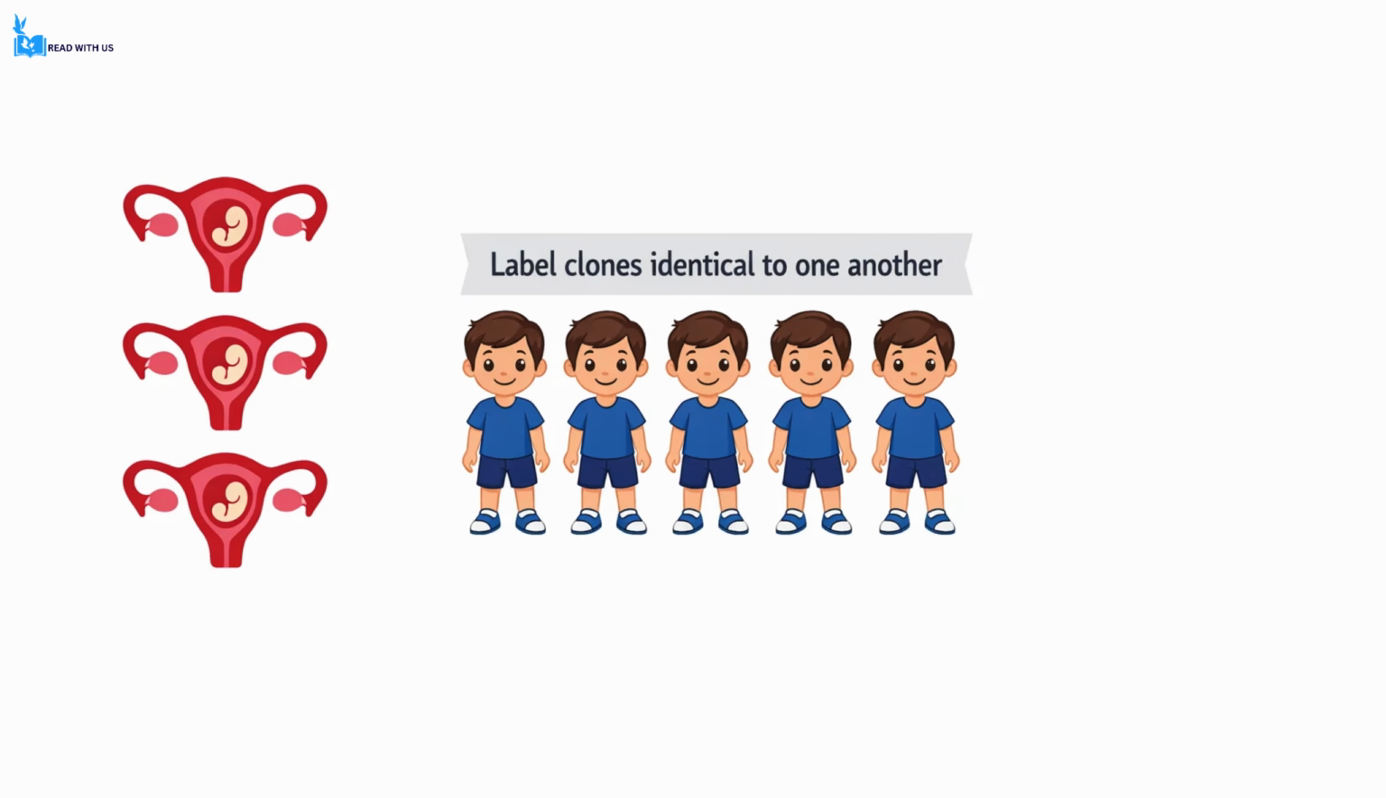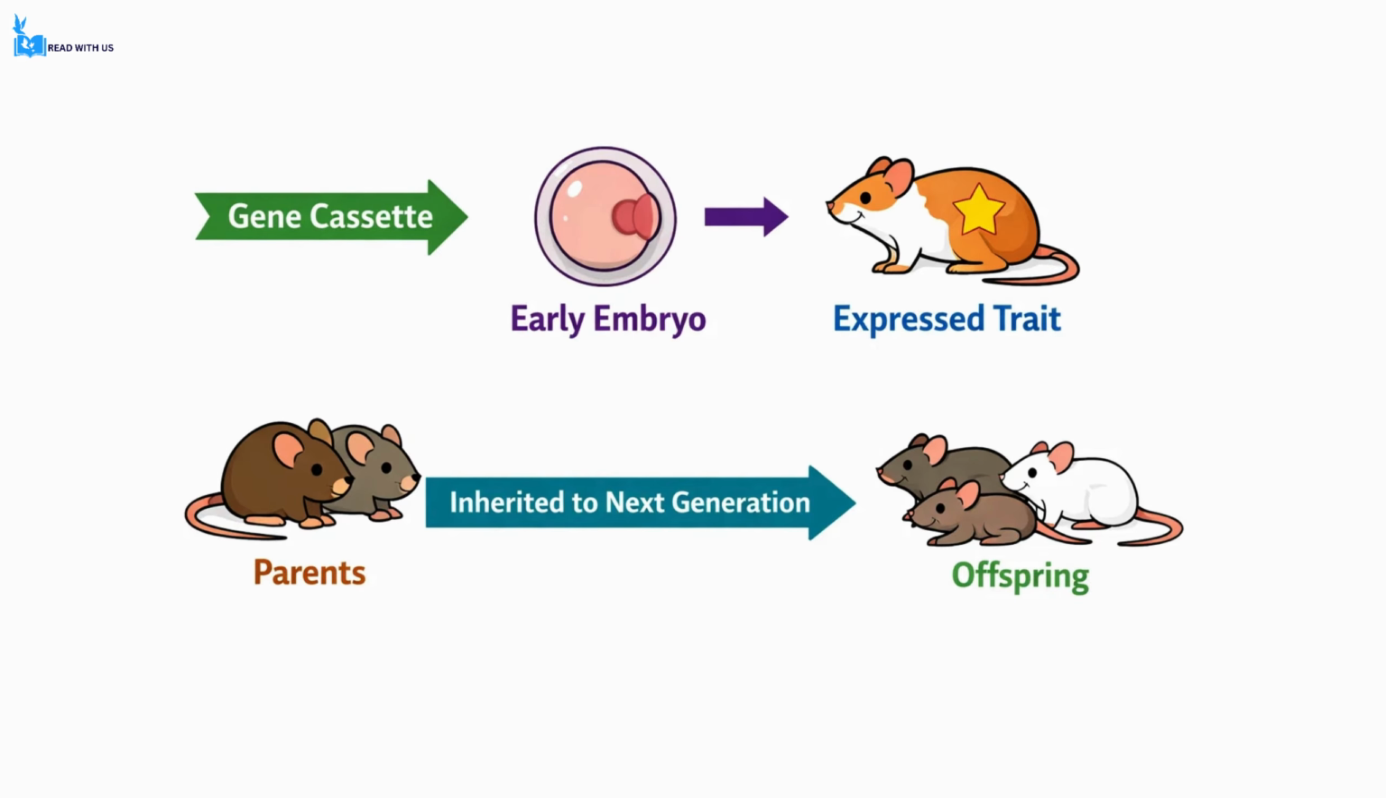A transgenic organism is an animal whose genome contains an added gene from another organism or a modified version of its own gene that is inserted in an early embryo so the new gene is present in the cells, is expressed as a trait, and can be inherited by the next generation.